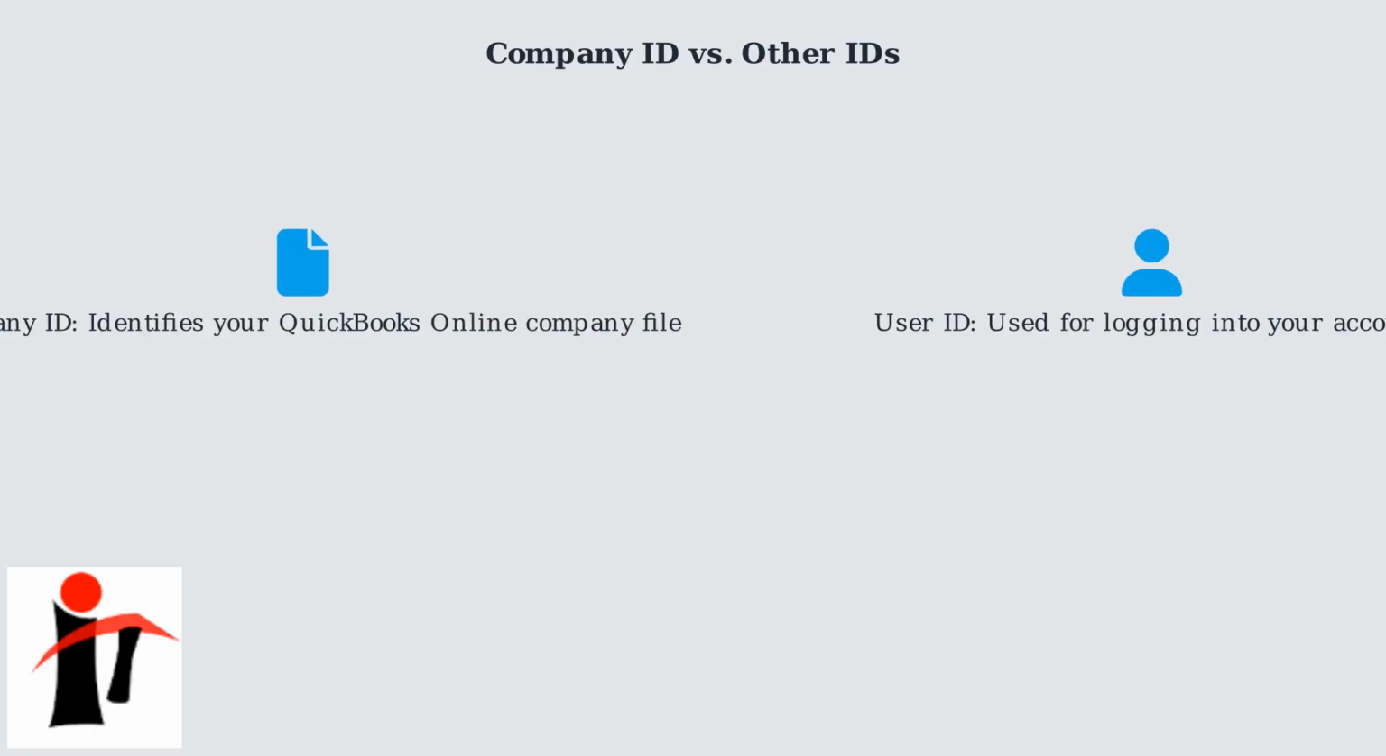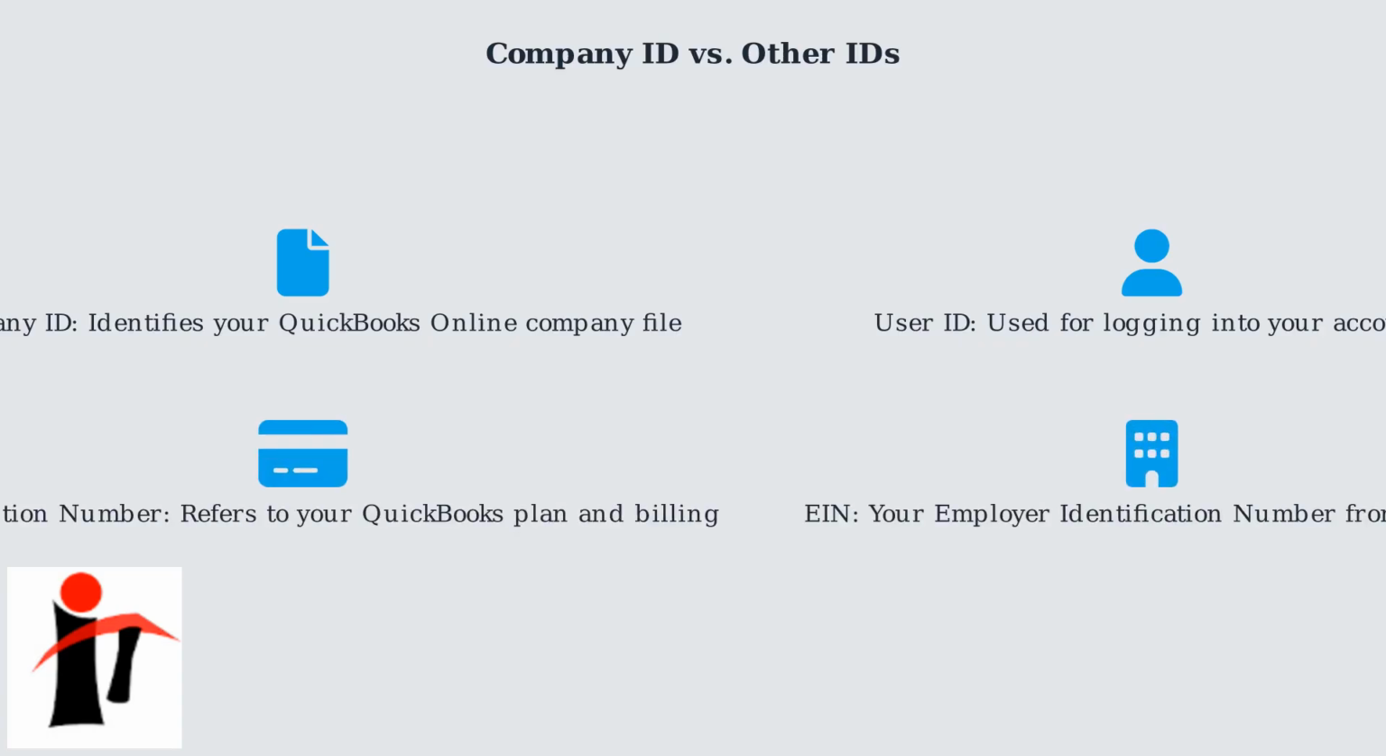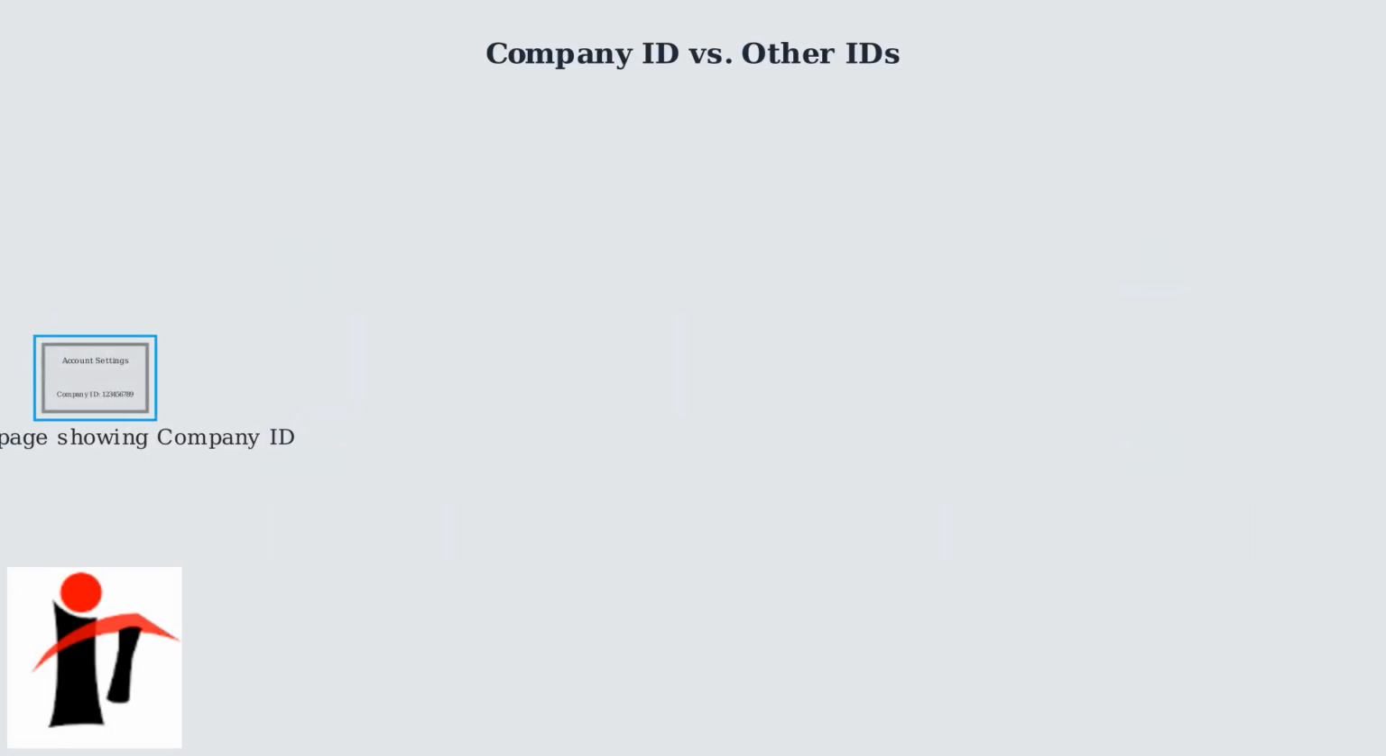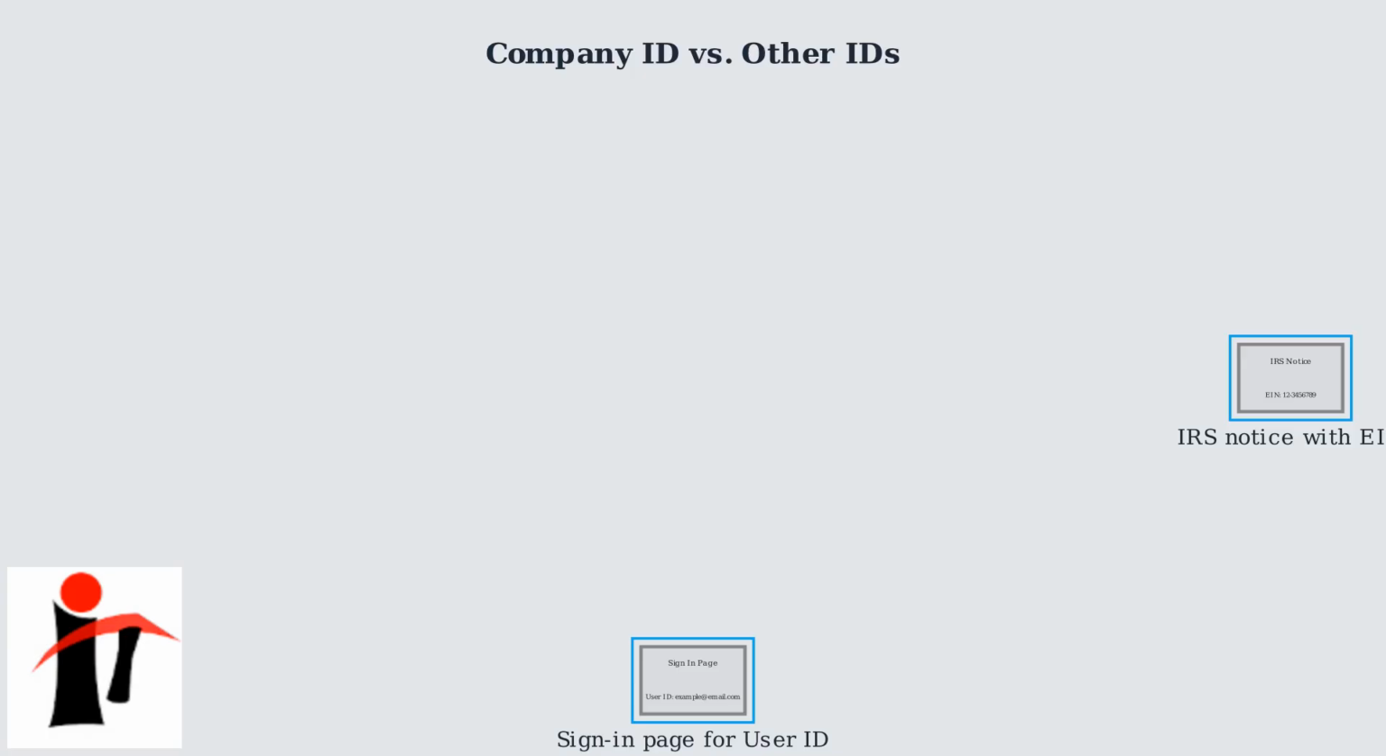It's important not to confuse your company ID with other identifiers. The company ID specifically identifies your QuickBooks Online company file, while the user ID is used for logging into your account. The subscription number refers to your QuickBooks plan and billing details, and the EIN is your employer identification number assigned by the IRS. To illustrate, here's how the company ID appears in your account settings, highlighted for clarity. The EIN is shown on official IRS documentation, and the user ID is used on the sign-in page.